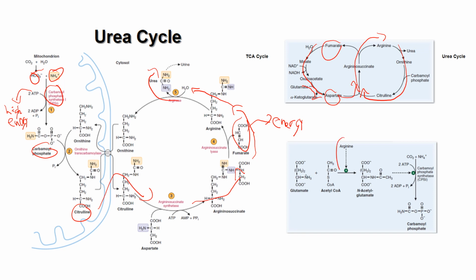arginine and N-acetylglutamate, those both upregulate the CPS1 protein. That's probably the main enzyme you're going to want to know for the urea cycle. It's your primary one. It's the one that takes the ATP at the very beginning. It's the first step. These both upregulate it, which makes a lot of sense. If we have a lot of compounds with nitrogen, then we're going to want to excrete a lot of urea, so we don't have too much.